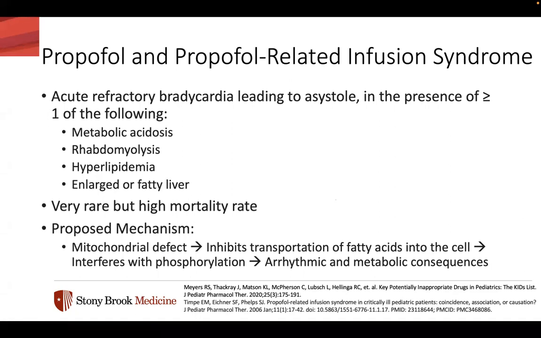So the mechanism isn't known, but we think it's due to mitochondrial defects, which then inhibit the transportation of the fatty acids into the cell and interfere with phosphorylation, causing the arrhythmia and the metabolic consequences. So essentially, it's really an imbalance between having a high energy demand and being unable to utilize it, which can then cause that cardiac and peripheral muscle necrosis.